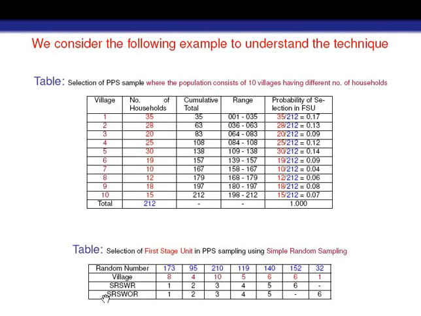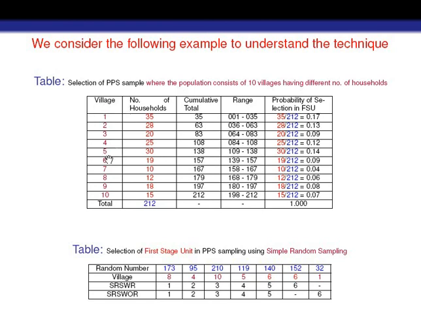So let's start with an example. We have considered an example where the population consists of 10 villages having different numbers of households. Just to make you understand all these things very simply, we try to give a very small example. One more thing I should mention is that this example is not made by me. I have taken this example from another website, and I just use it to make you understand the process used in probability proportional to size sampling.